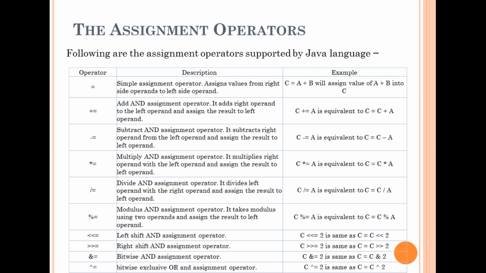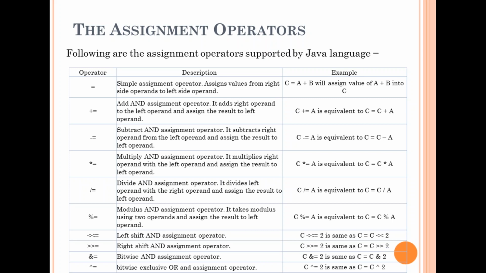Multiply and assignment operator. It multiplies right operand with the left operand and assigns the result to the left operand. That means C multiply equal A is equivalent to C equals C multiply A. Divide and assignment operator. It divides left operand with the right operand and assigns the result to the left operand. C divide equal A is equivalent to C equals C divided by A.